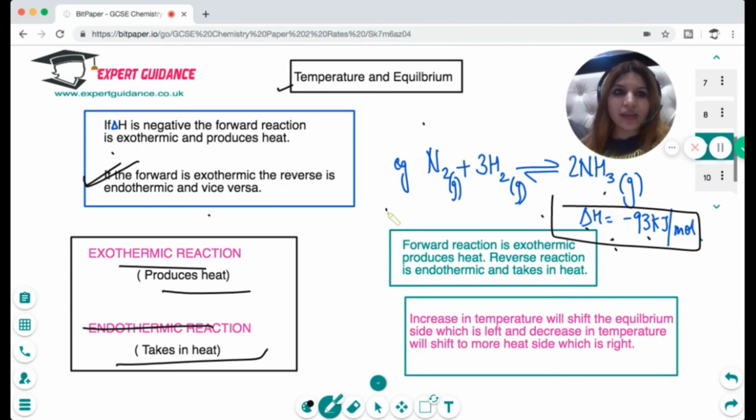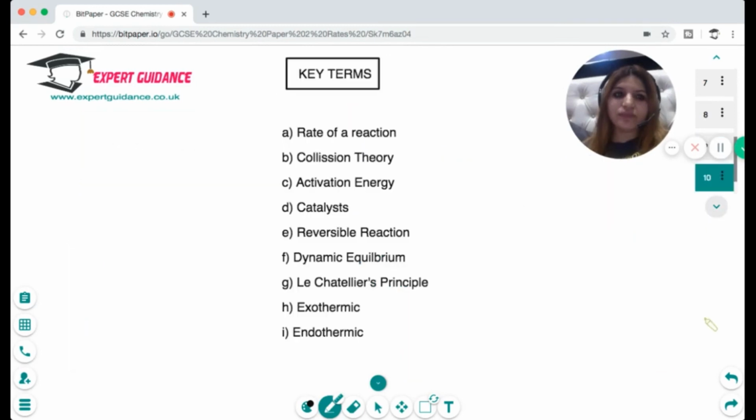So in this equation, the forward reaction is producing heat. So if you increase the temperature, the reaction will move to the side that will decrease the temperature, that is to the endothermic side, which is the left, and a decrease in temperature will shift the reaction to the more heat side, which is to the right. Okay, so for manufacture of ammonia, we require a low temperature. Okay, so I hope all these effects of equilibrium and rates of the reactions are clear to you.